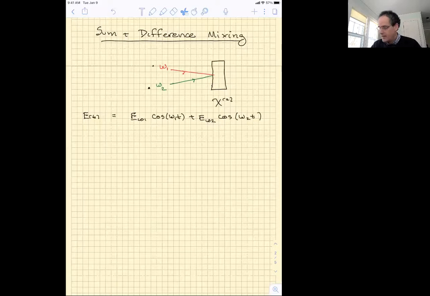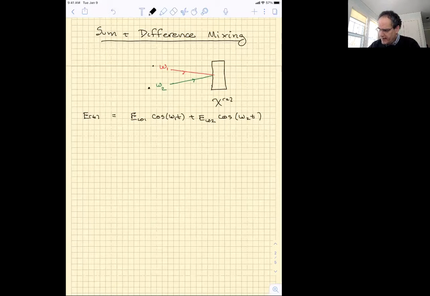Okay, let's go on and talk about a more general second order nonlinear process called sum and difference frequency mixing. In sum and difference frequency mixing, we have two beams at frequencies omega 1 and omega 2, which are mixed together in a nonlinear crystal. And the question is, what's the output?